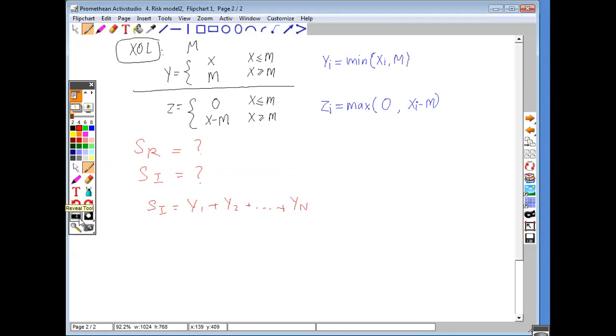And for SR, I know that this has a restriction and it takes values from 0 till M. Now if I have to write my SR, what will I have? I have Z1 plus Z2 up until Zn. And what are the values that my Zn can take? Anyone? What should I write here for the domain of Z? What will be the values that my Z can take?